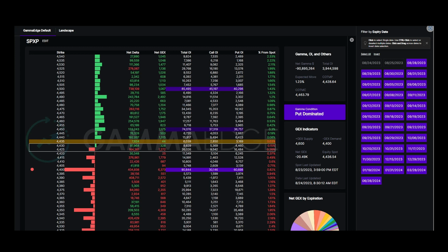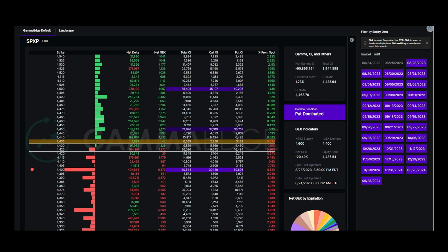Moving on, again, SPXP, total structure. Again, we're put dominated. Make sure you keep that in mind. The 40,000 foot view is still put dominated, even though we've had a short-term sentiment change for the week and into the end of the month. Again, puts below us and then calls above us.